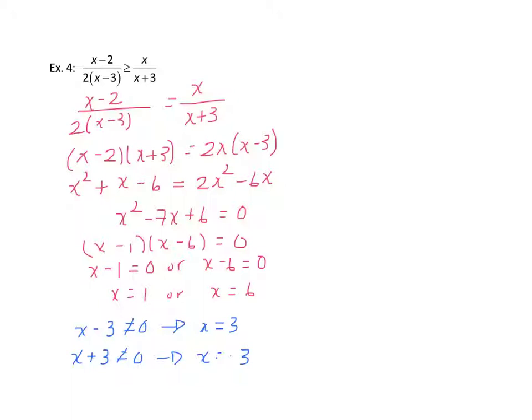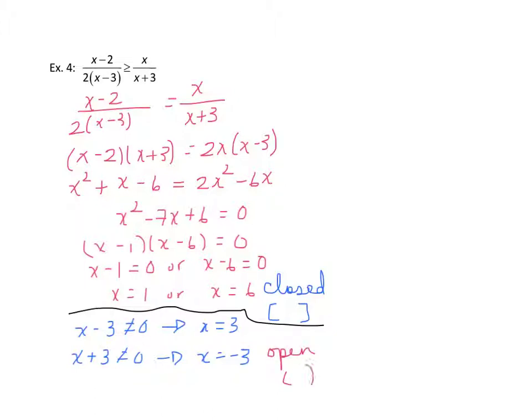Now, for 1 and 6, because we have a greater than or equal to, these will contain open circles or open intervals. However, for the asymptotes, I said that incorrectly, I'm sorry. Let's go back and change that. For x equals 1 or x equals 6, because it's greater than or equal to, these should actually be closed intervals, which means we're going to use brackets. And for the asymptotes, we would use open, or parentheses. Apologize for that mistake.